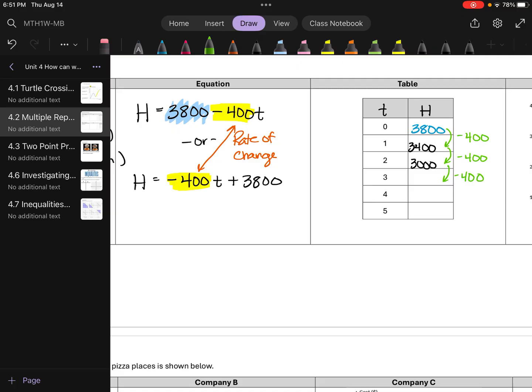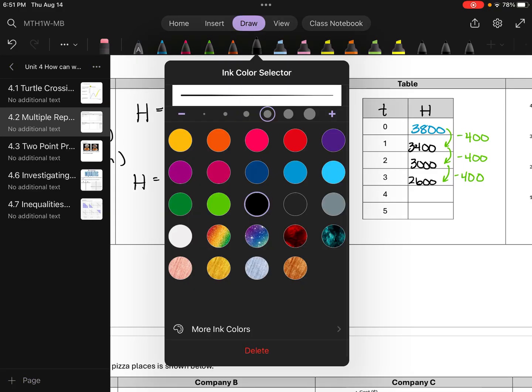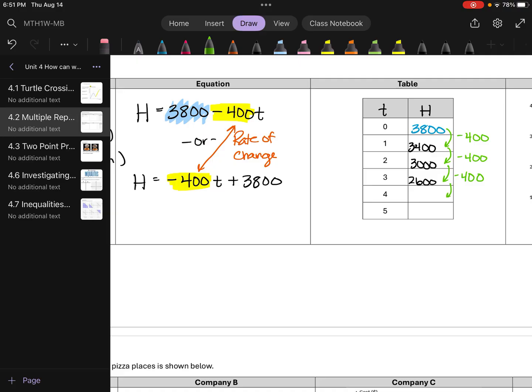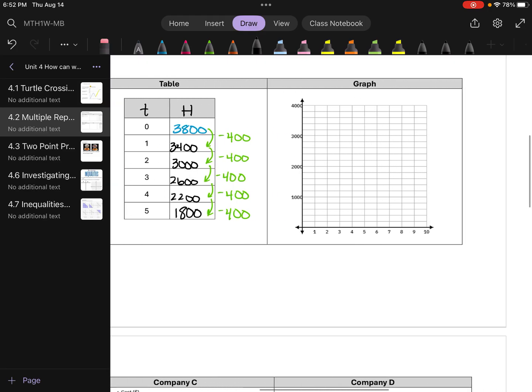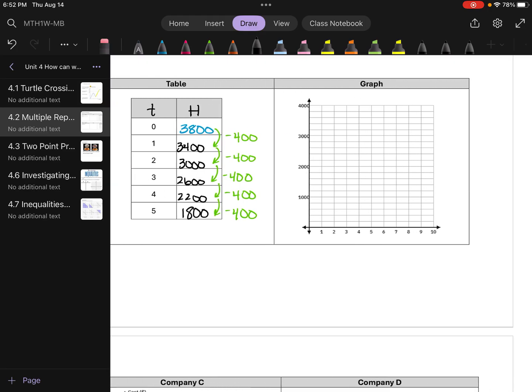Then it's going to be at 2,600 feet. It's going to lose another 400. So it's going to be at 2,200 feet. And it's going to lose another 400. And now it's going to be at 1,800 feet. So take a moment, and if you haven't already done so, label your axes with titles and connect your points.